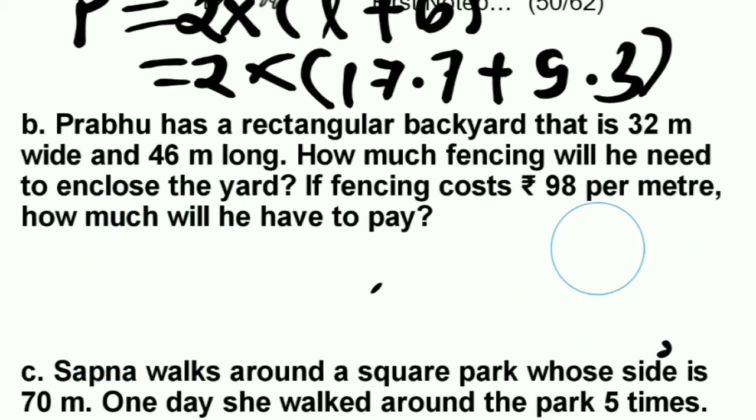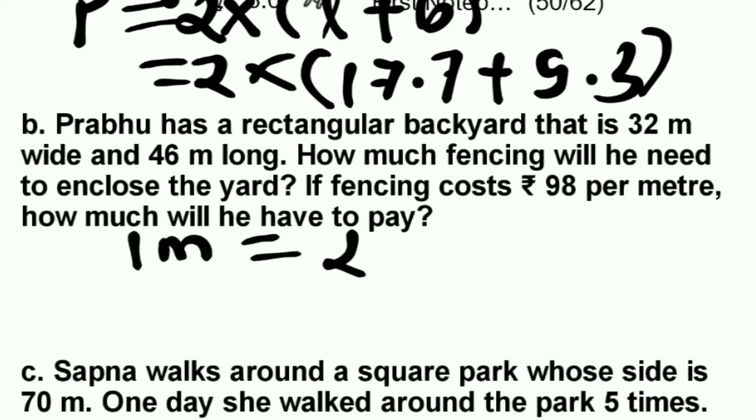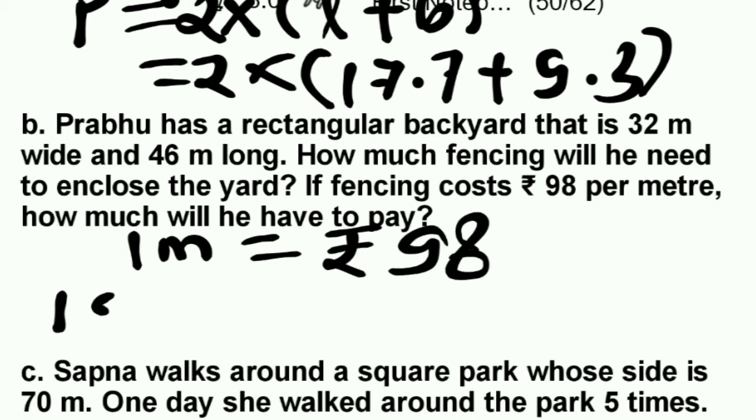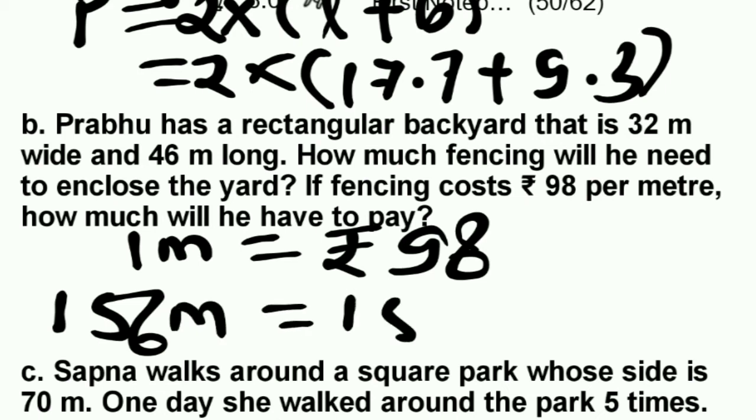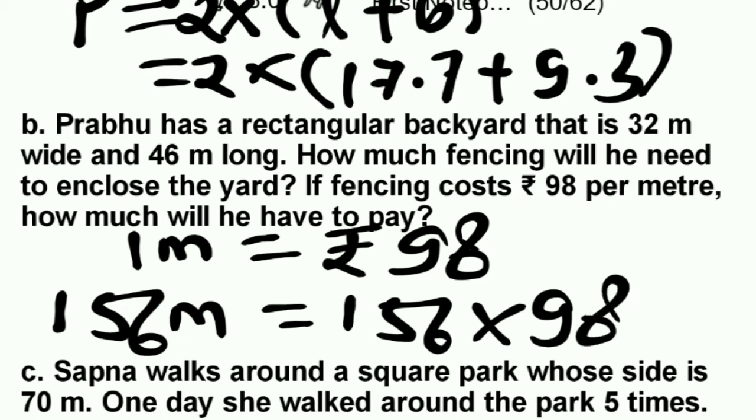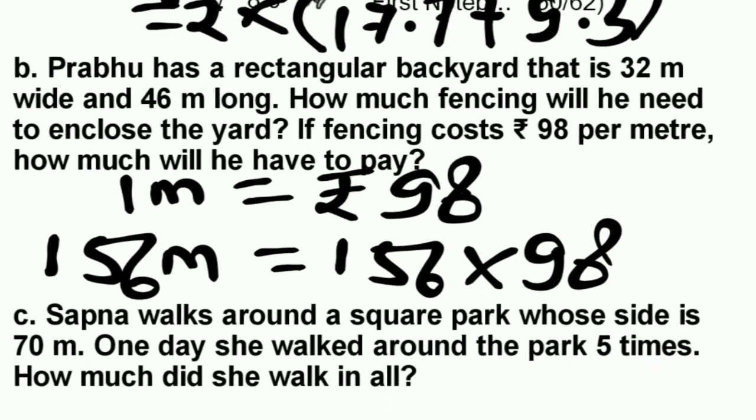So we know that per meter, it means 1 meter, we have to pay rupees 98. Okay, now for 156 meter, how much we have to pay? 156 into 98. Okay, like this we have to solve this question.